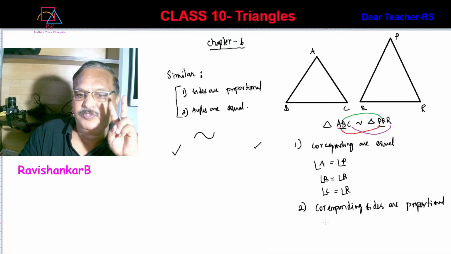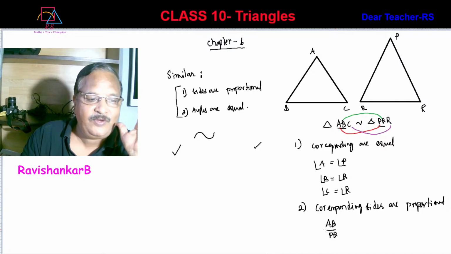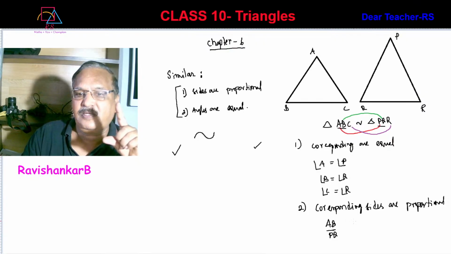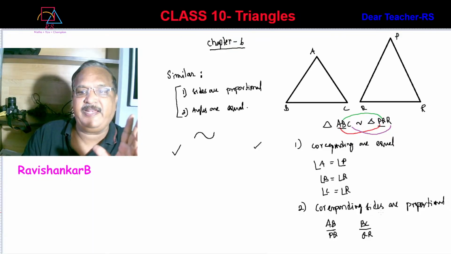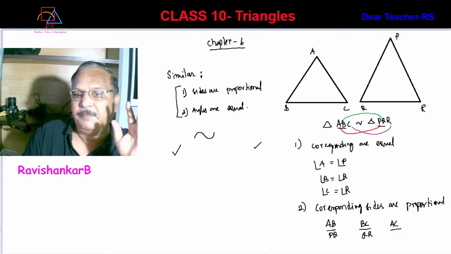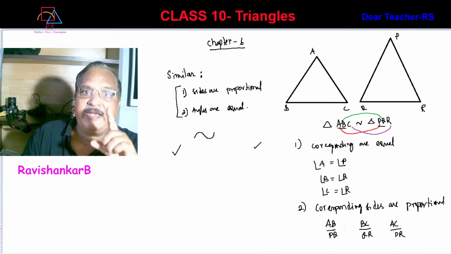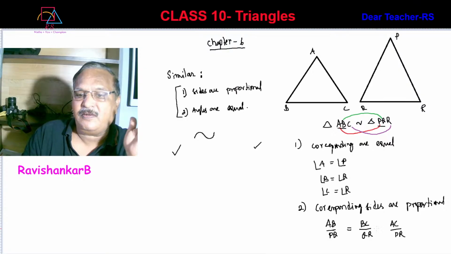So that means AB by PQ, the ratio. They are not equal. Don't write the equal symbol. So the ratio of the corresponding sides: AB, PQ are corresponding. Again in the same way BC, last two letters, and here also last two letters QR. This is the ratio of the corresponding sides. Because there are three sides, three ratios will be there, and the final side is AC by PR. These are the corresponding sides. So the ratios of the corresponding sides are equal. That means all these ratios are equal.